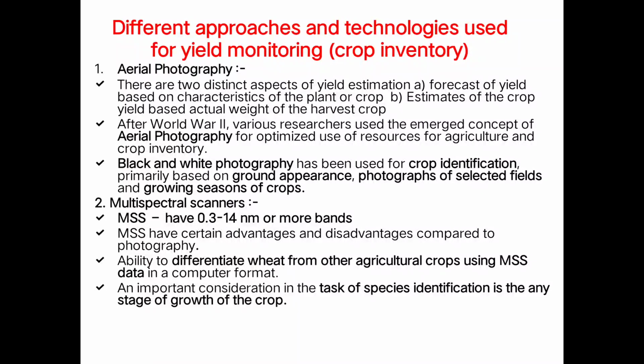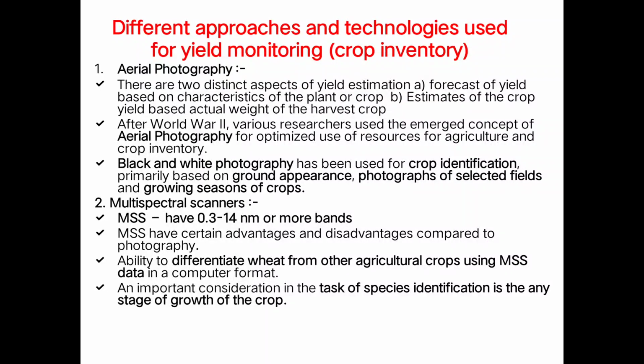There are two distinct aspects of the yield estimation. In that, first one, a forecast of yield, which is based on the characteristic of the plant or the crop, and the second one is the estimates of the crop yield, which is based on the actual weight of the harvest crop.